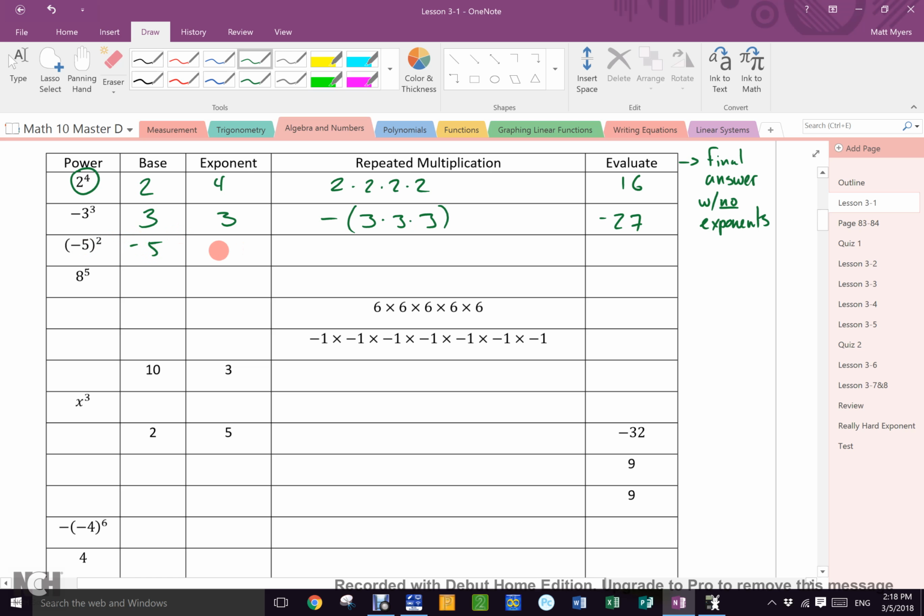Negative 5. What's the exponent? So what do I need in here? 2 negative 5's, because the negative is in the bracket. So what's the answer? 25. Positive 25. Nice.